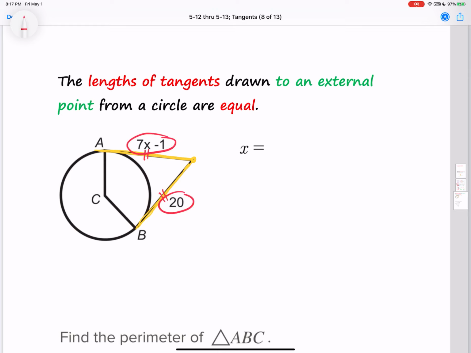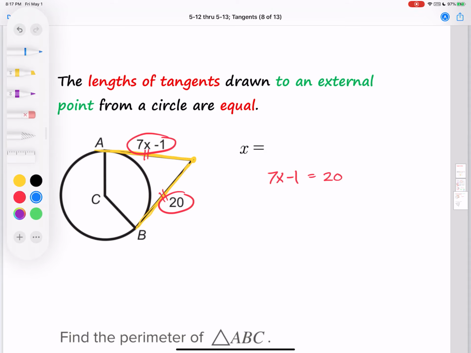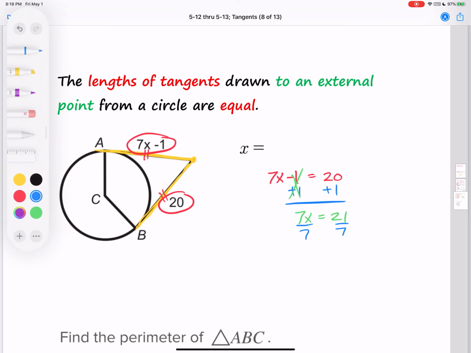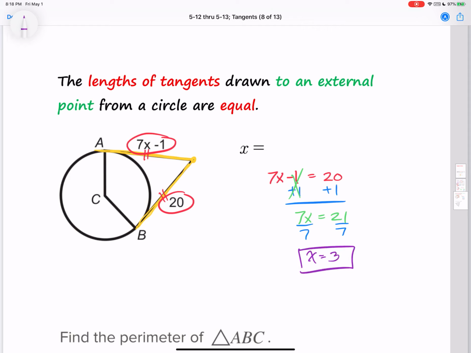If those two are equal, I'm just going to set them equal to each other. So 7x minus 1 is equal to 20. That's just basic algebra. We'll add 1 on both sides, which gives us 7x equals 21. Then we divide by 7 on both sides, and x is equal to 3. That wasn't too bad.